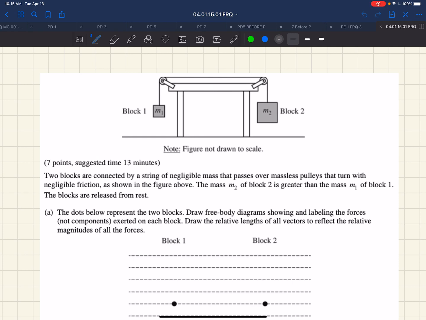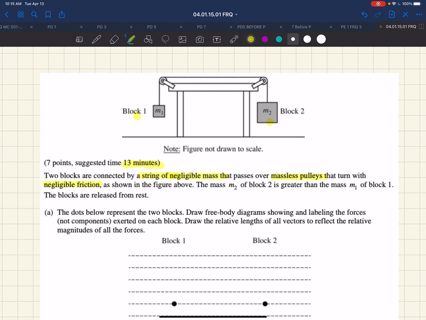So this question, we have 13 minutes. And a question like this should take about that much time. So you have two blocks connected by a string of negligible mass. So the string is negligible mass, massless pulleys, negligible friction. Mass 2 is greater than M1. That would make sense from the sizes. They are released from rest.